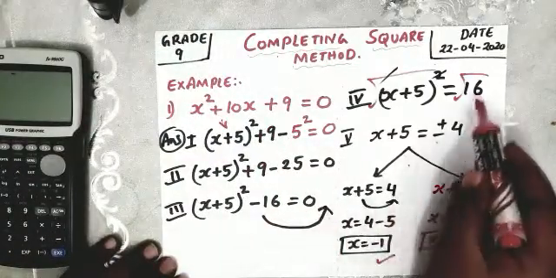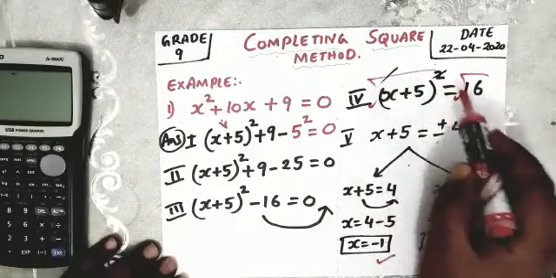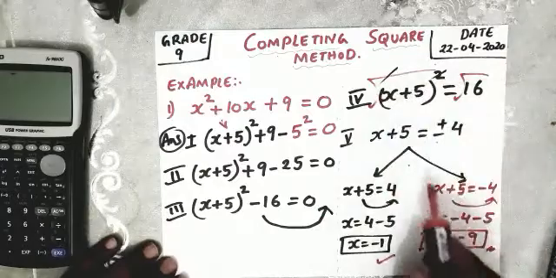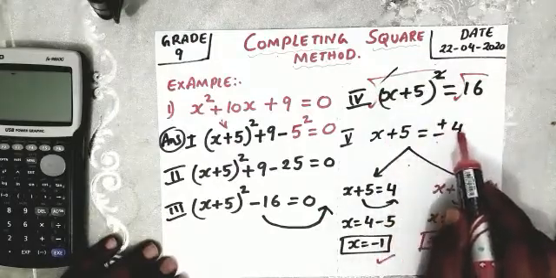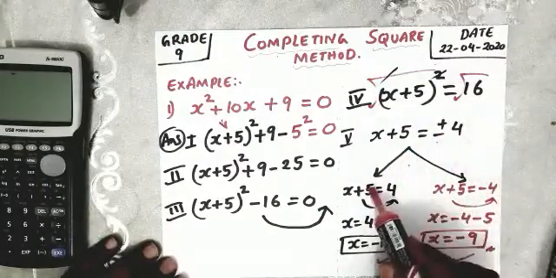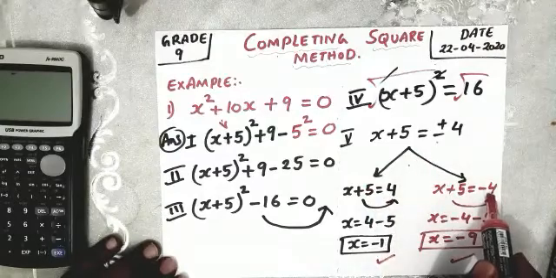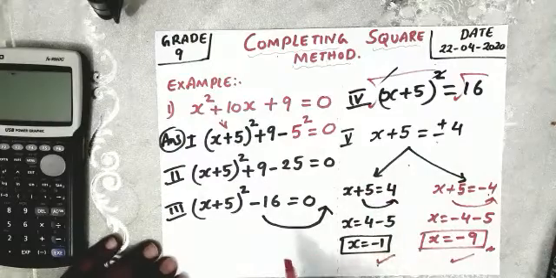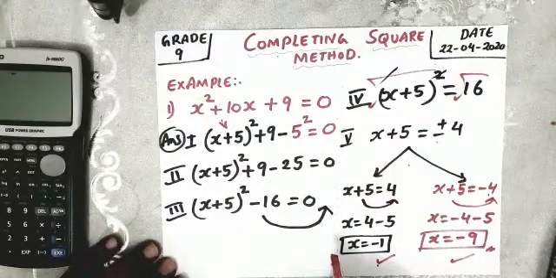I will shift the 16 to the other side, apply the square roots on both sides. Why? To get rid of the square. We have x plus 5 is plus and minus 4. Take one time as plus 4 and another time as negative 4 and get the two values of x. So this method is called solving quadratic equation by completing square method.